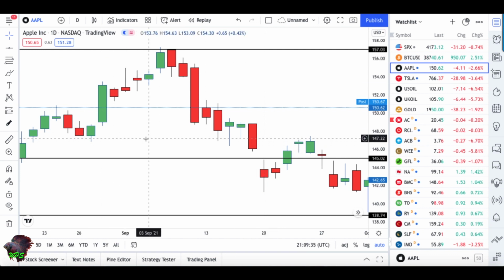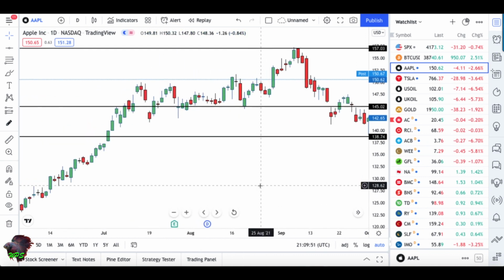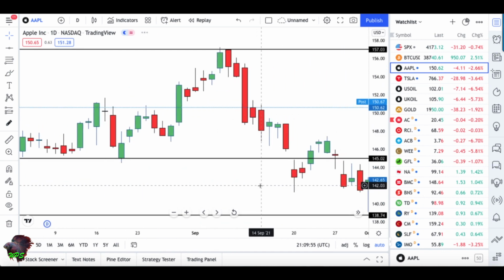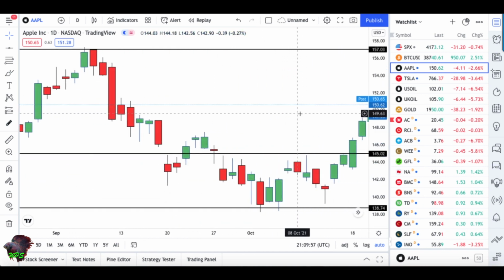It was sitting on a support. If you look at my cursor line, it's sitting right on a support. It rejected it. However, it wasn't a very relevant support. We are waiting for this 145 or 138 levels to be bouncing levels, or areas where we would expect the market to bounce off. So that's important to understand.